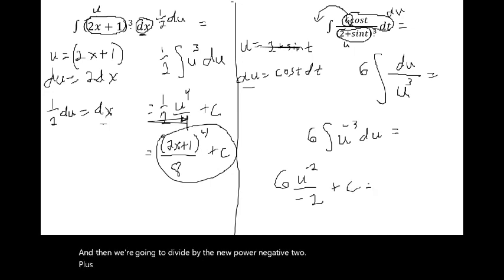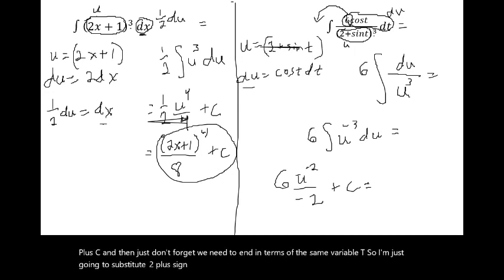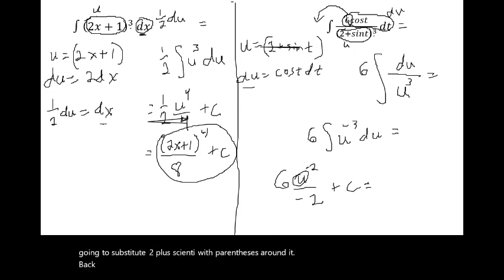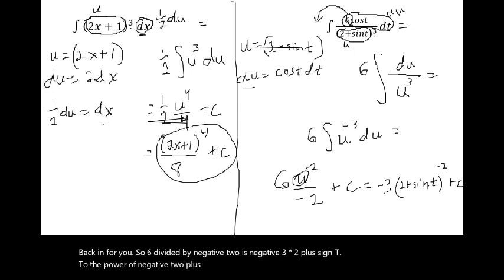And then just don't forget, we need to end in terms of the same variable t, so I'm going to substitute 2 plus sine t, with parentheses around it, back in for u. So 6 divided by -2 is -3 times 2 plus sine t to the power of -2 plus c, and then that is going to be your answer.